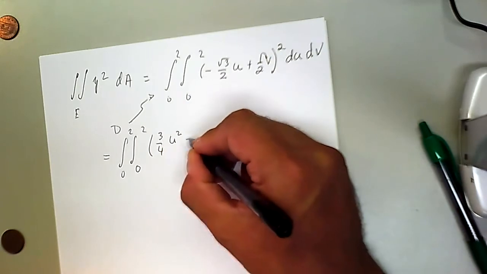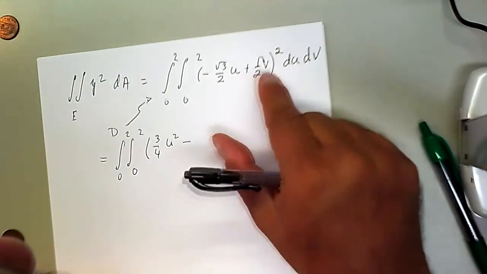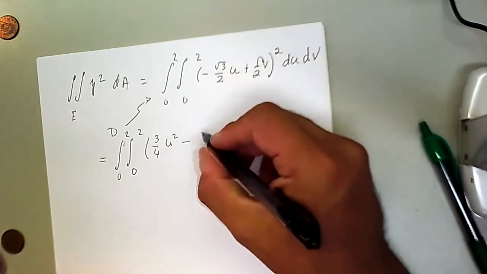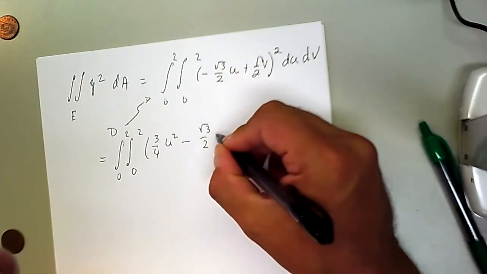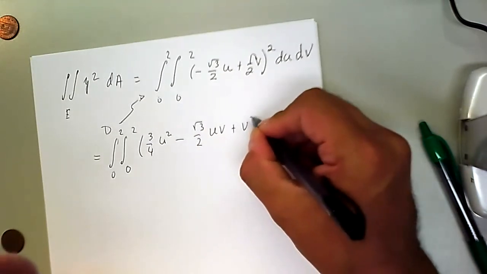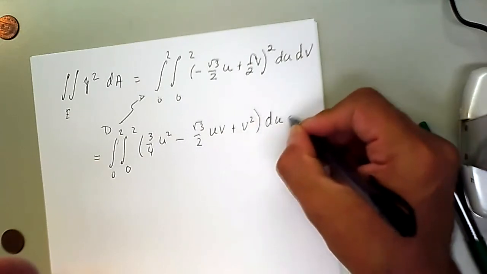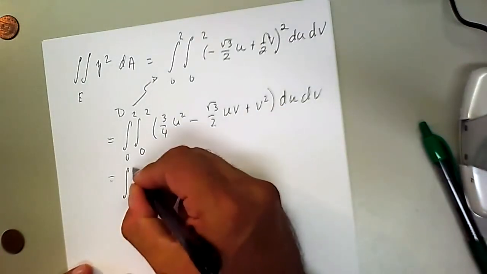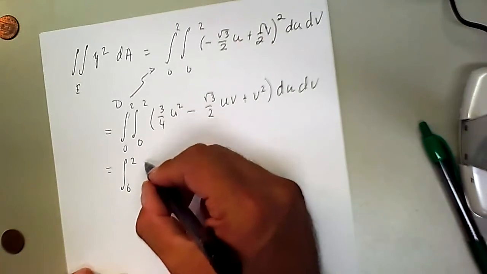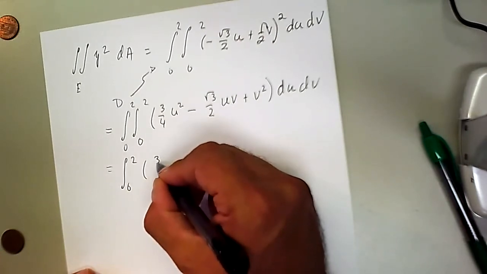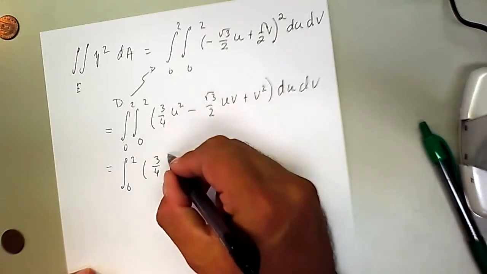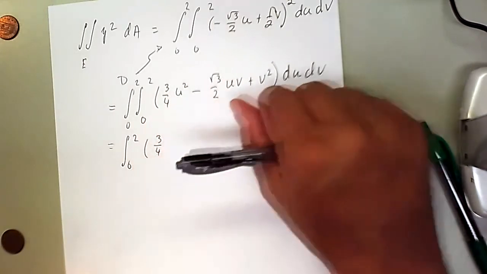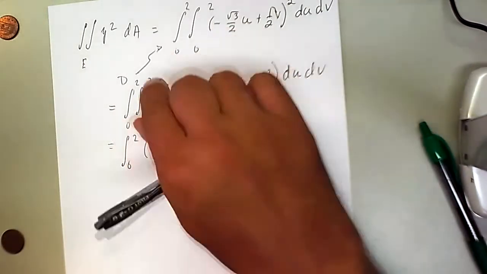So we get 3/4 u squared minus the product of those two twice. So that cancels with this 1/2, because of the twice portion: square root of 3/2 uv plus v squared, there we go, du dv. So we're integrating with respect to u. The v is waiting its turn. So we're going to have 3 over 4. That's u squared, so we're going to end up with u cubed over 3. I'm going to pull a fast one on you, because we've got a 0 and we've got a polynomial. We can plug in the 2 at once.